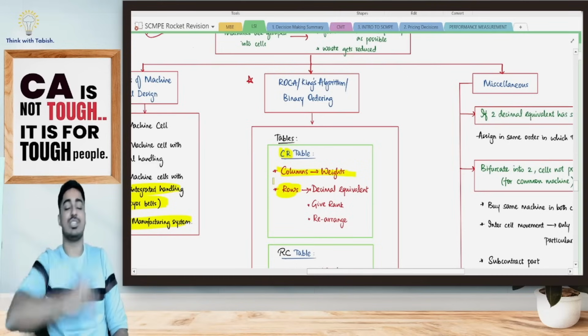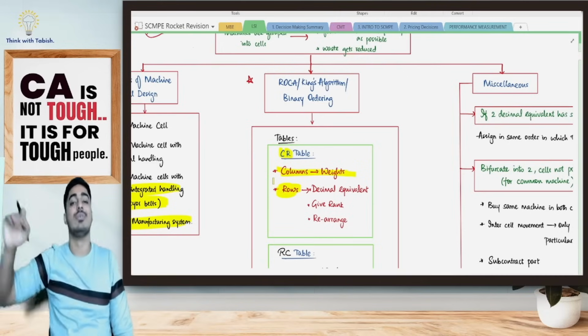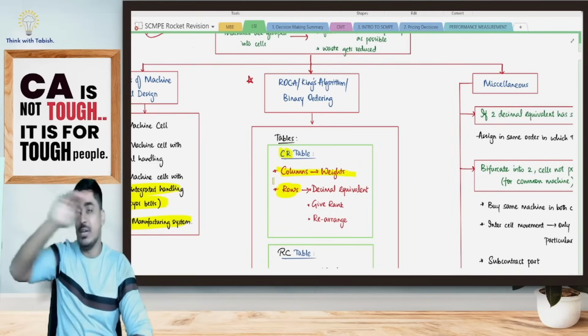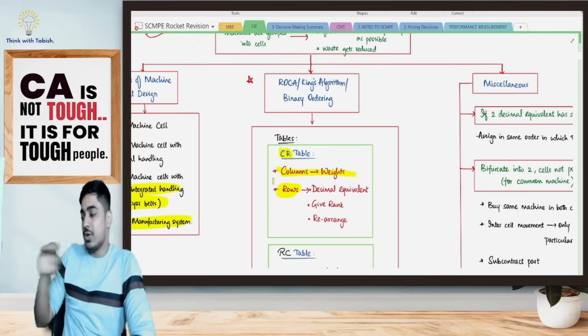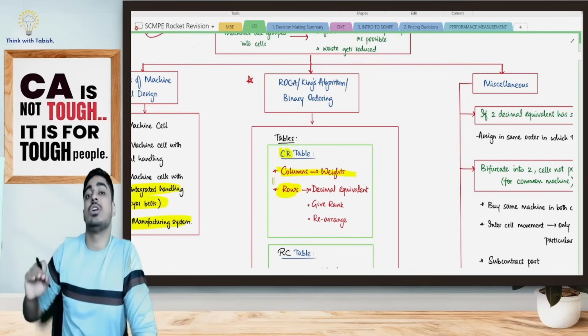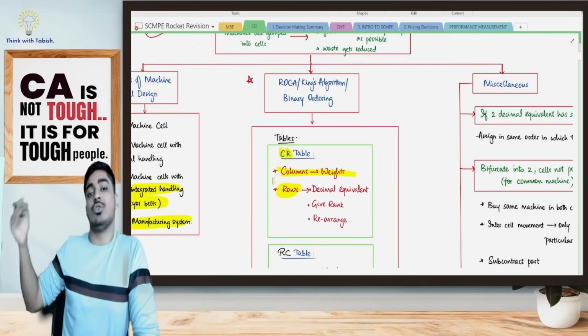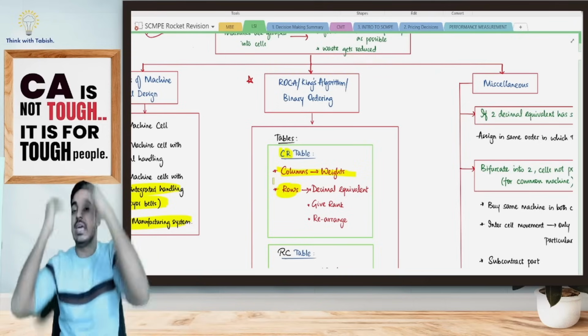Yes, it is a summation of the weights that I've given for every row. So I'll be calculating my decimal equivalent for my row. For every row, I've got my decimal equivalent. Based on that, what do I have to do? I have to give ranking to my row. Based on that, I have to rearrange my row.